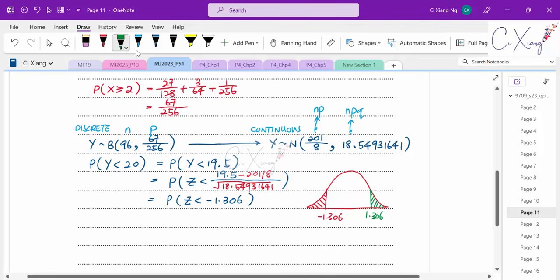To find this green color probability, I need to use the normal distribution table. So I take 1 minus, because the normal distribution table gives us the value that is smaller than the positive value of z. That means they give us this whole area here, the big area. So to get the green color area, I have to take 1 minus the blue color area, the big one. Okay, so I go to my table now, 1.306.